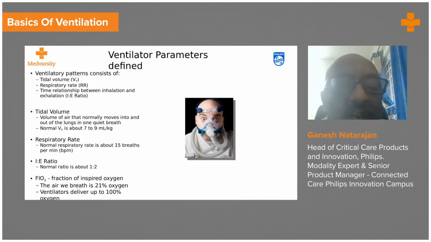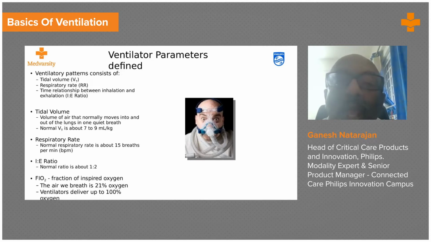So respiratory rate is set at between 12 to 14 breaths a minute, but then it's completely pathology dependent on what kind of respiratory rate you set and what you monitor. The I is to E ratio is the ratio between the inspiration to the exhalation. The normal I is to E ratio is set at 1 is to 2, but again, according to the disease pathology, this can vary. The FiO2 is the fractionally inspired oxygen.